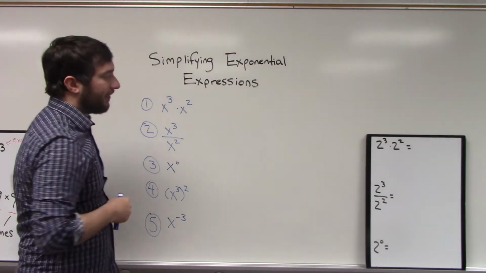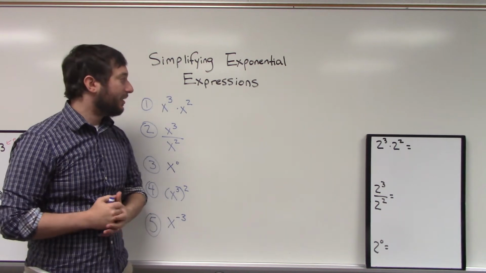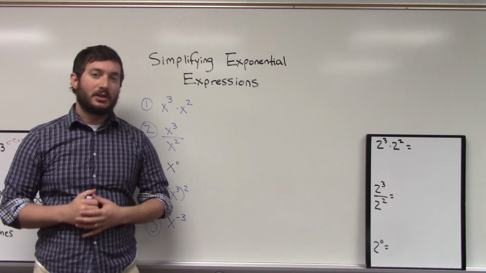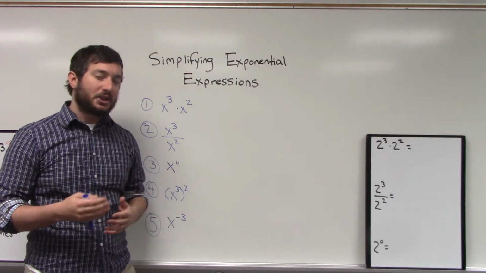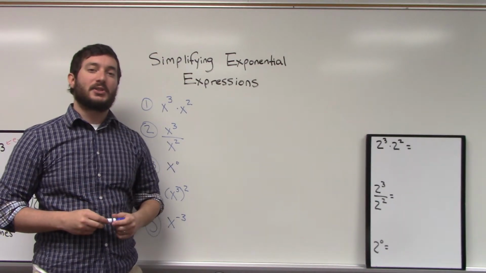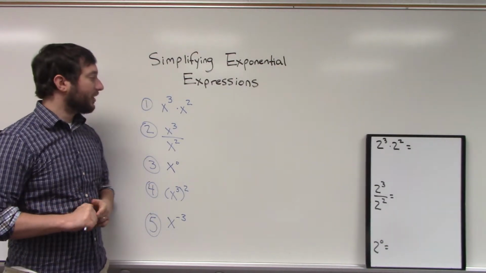And what you're going to find is that we have 5 different rules of exponents for today's lesson that work not only for numbers, but also for variables. So I'm going to show you an example of each type of rule and how you would apply it to both numbers and to variables. Our first rule is going to be the product rule.